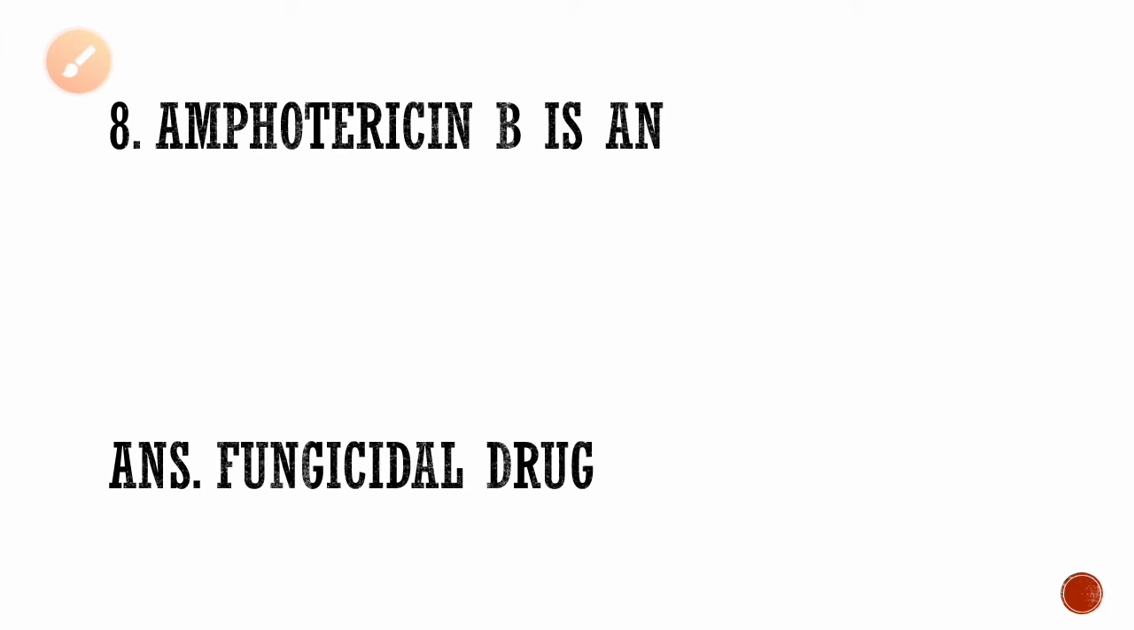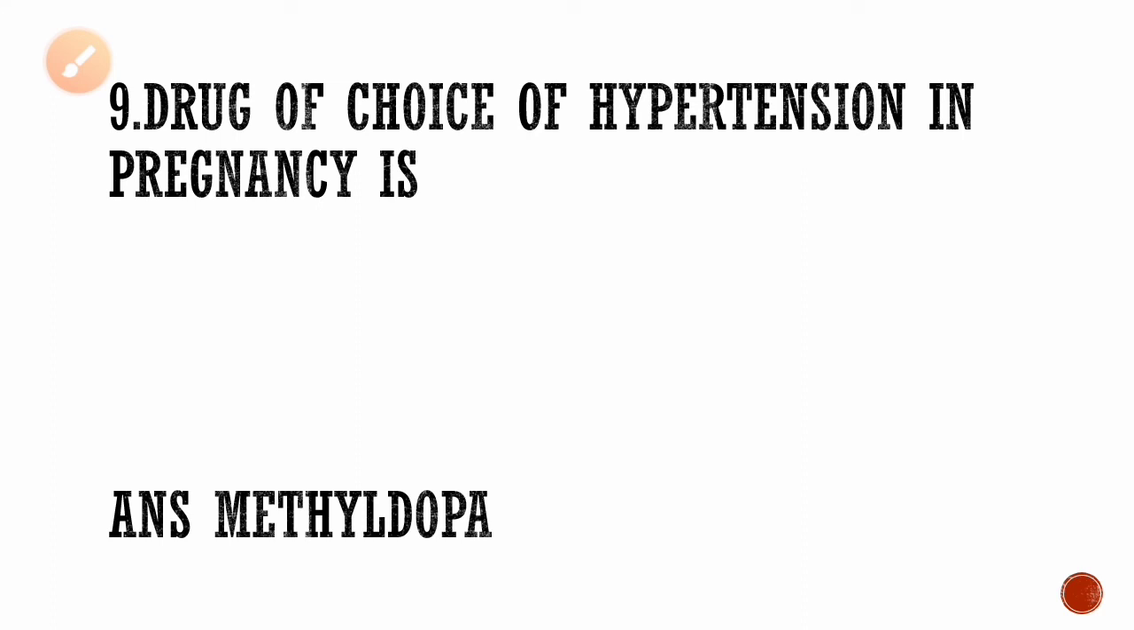Next, 8th question. Amphotericin B is a fungicidal drug. We all know black fungus. After corona, we are seeing patients who were affected with corona showing the symptoms of black fungus, or the black fungus side effects. These symptoms are specially caused by black fungus. So the drug of choice for patients who are affected with fungal infections or black fungus is amphotericin B.